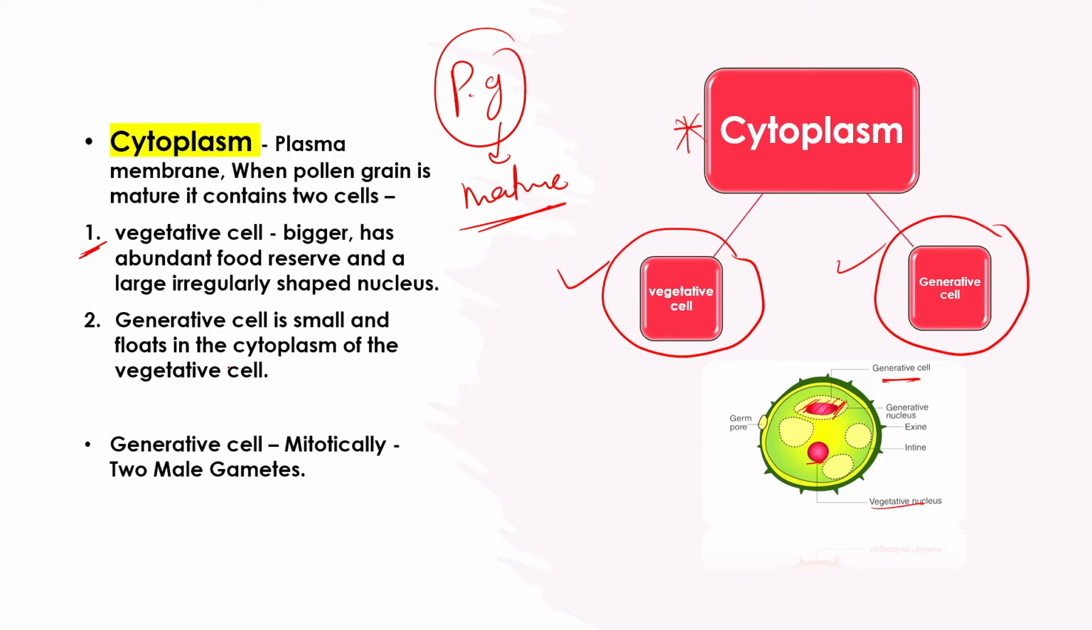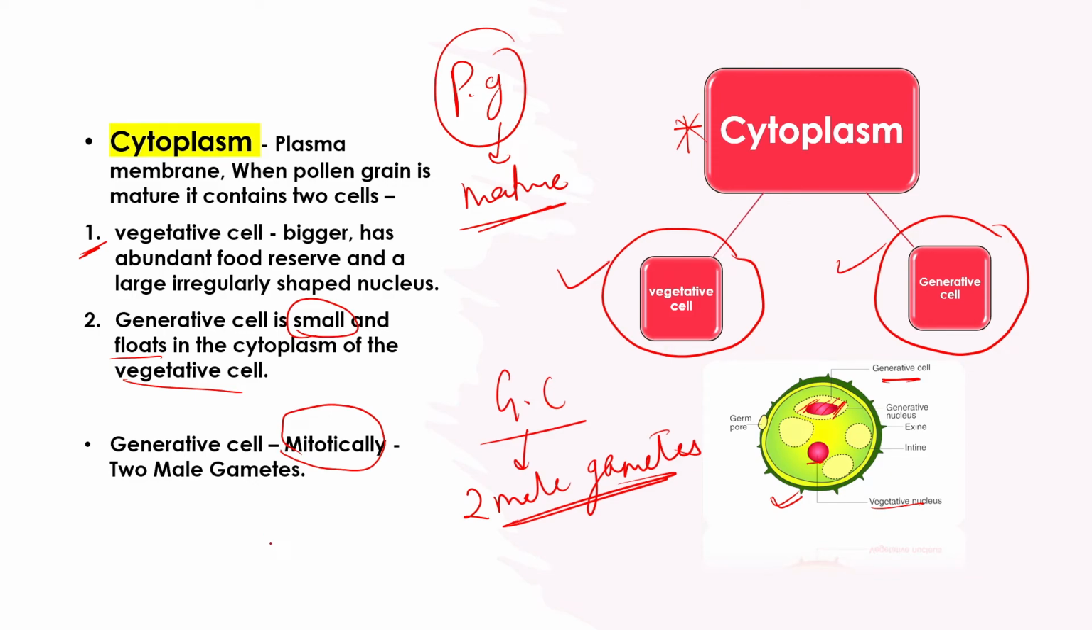Let us briefly talk about the generative cell. The generative cell is very small in nature and it floats in the vegetative cell. The generative cell mitotically divides its nucleus. As a result, it forms two male gametes.